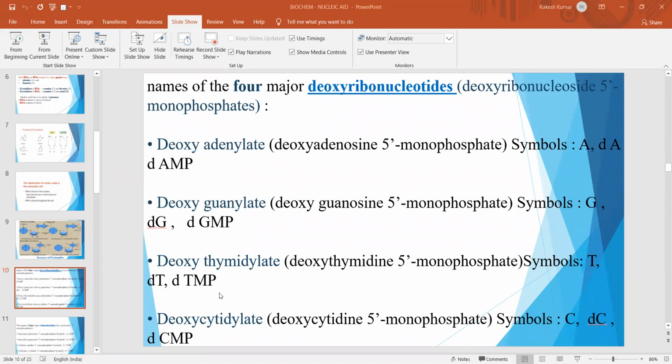Similarly, deoxycytidylate is also known as deoxycytidine 5' monophosphate, and it is also depicted as capital C, small d C, or small d CMP.